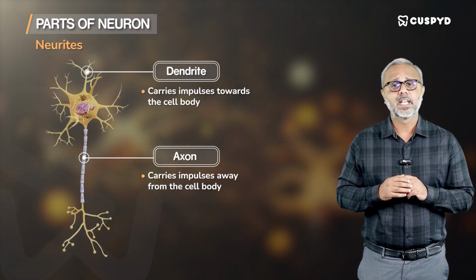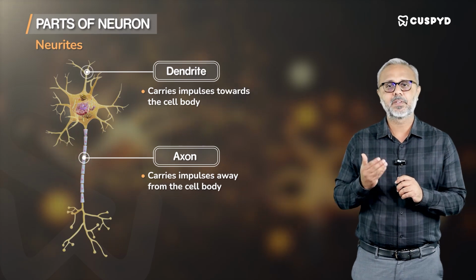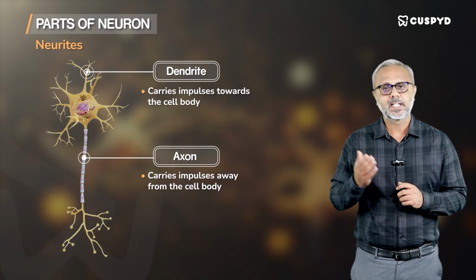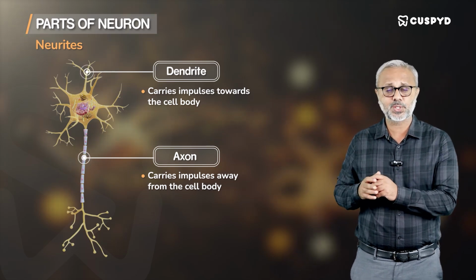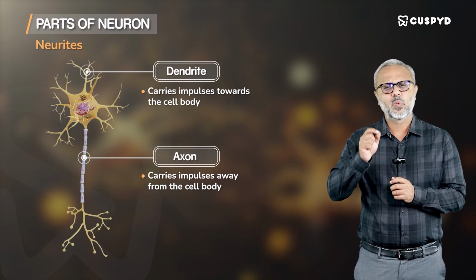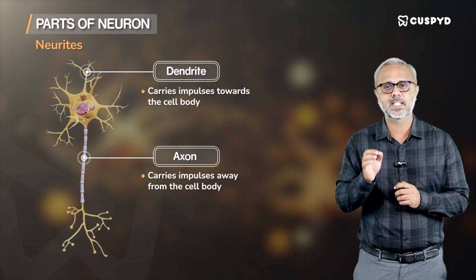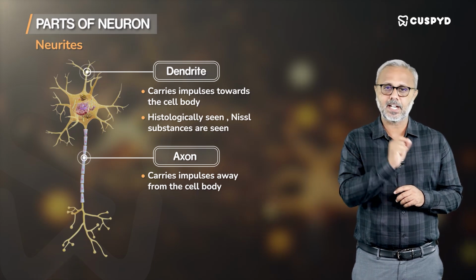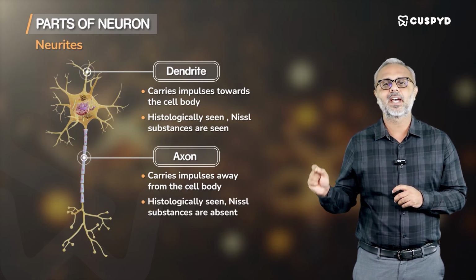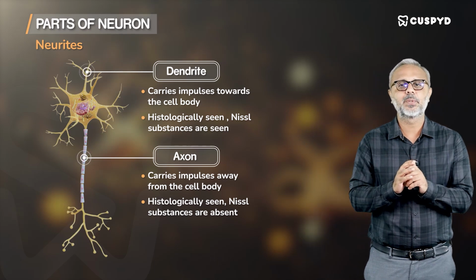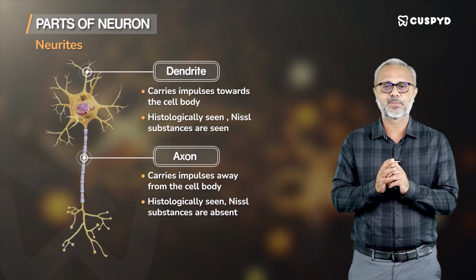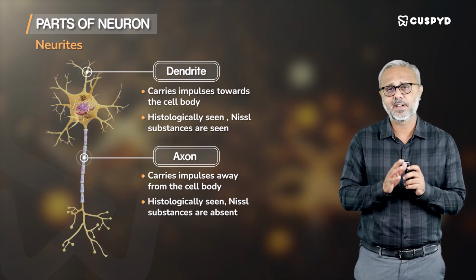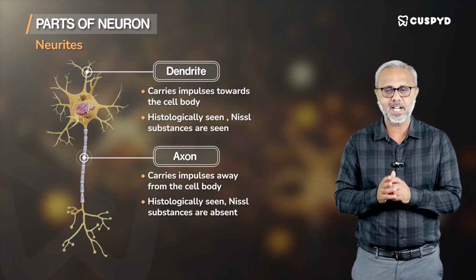Right? Now, if you want to differentiate between a dendrite and an axon histologically, how will you do it? Take a section of the dendrite and a section of the axon and observe them under a microscope. One of the most striking differences between axon and dendrite is the presence of Nissl substance in dendrites and its absence in the axon. Right? This will help you in differentiating between the two types of processes histologically. So, this is in brief regarding axon and dendrites. Right?